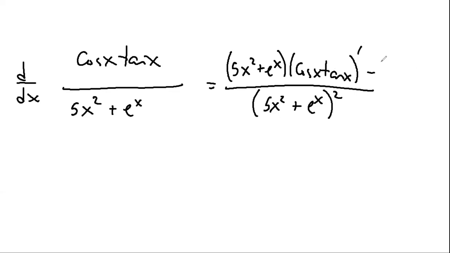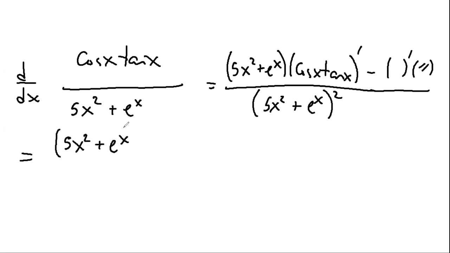So it's a derivative of first function times the second function without changing it. I'm not gonna copy it so that I'm not running out of room. So what do I have here? So it's 5x squared plus e to the x multiplied by, this is now product rule. Derivative of cosine is minus sine x times tangent x plus cosine x times tangent x derivative, secant squared. Derivative of tangent is secant squared.